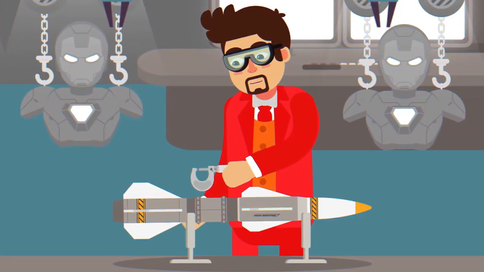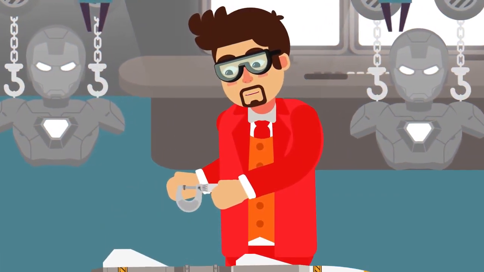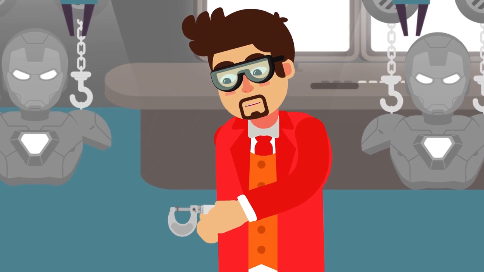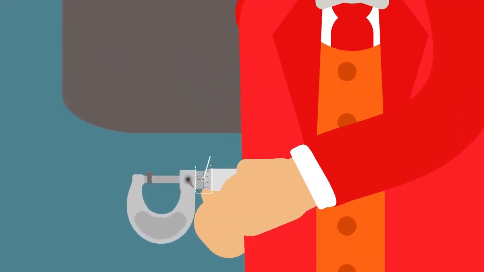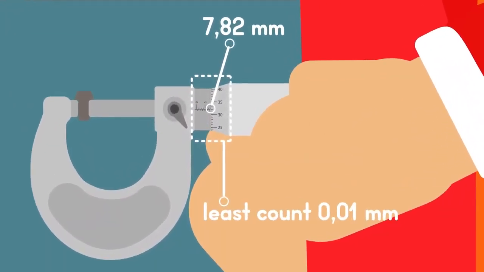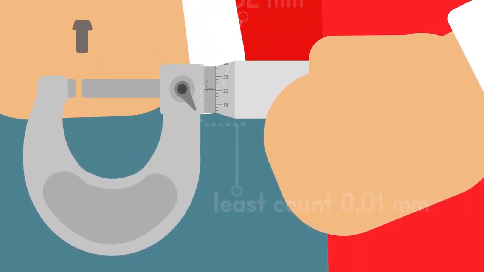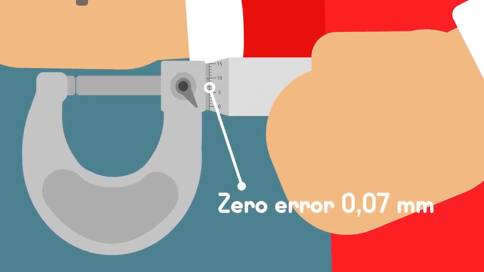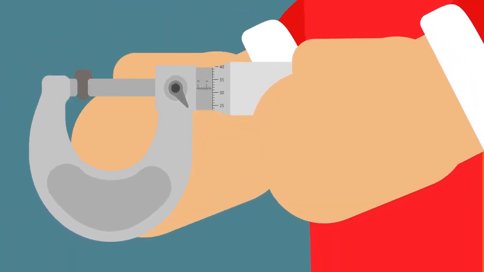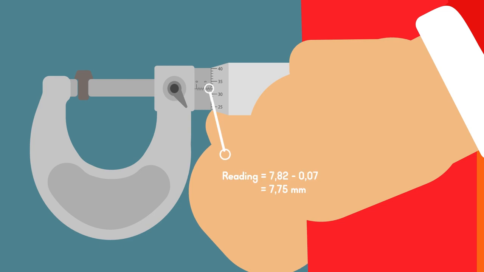Screw gauge or micrometer screw. It is used to measure small lengths with greater accuracy than a vernier caliper. The least count of a screw gauge is 0.01 millimetres. It also requires us to find the zero error of the screw gauge to accurately measure the length. The zero error value will then be used to correct the obtained readings.